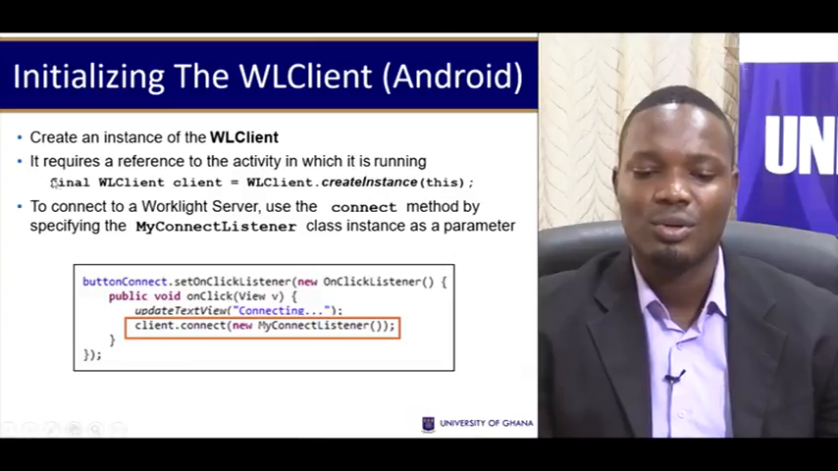So we would give it that reference. Then we'll need to connect to a Worklight server. Now, to connect to a Worklight server, we'll use the connect method by specifying the MyConnectListener class instance as a parameter. So this is the code snippet.